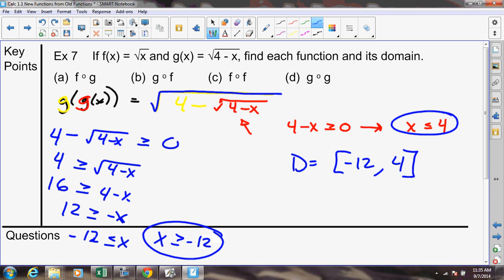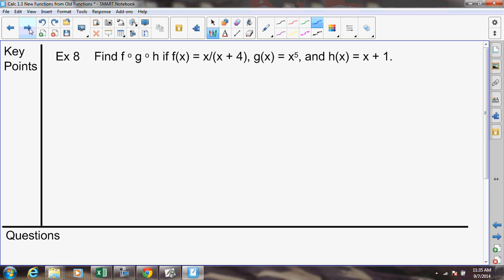Moving on to example 8. Find a triple composition, f of g of h, if f of x is equal to this rational function, x over x plus 4, g of x is x to the 5th, and h of x equals x plus 1. Please note the same strategy I said before. We have f of g of h.